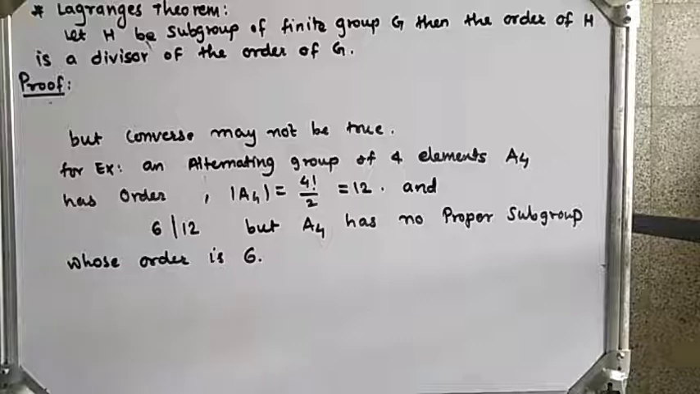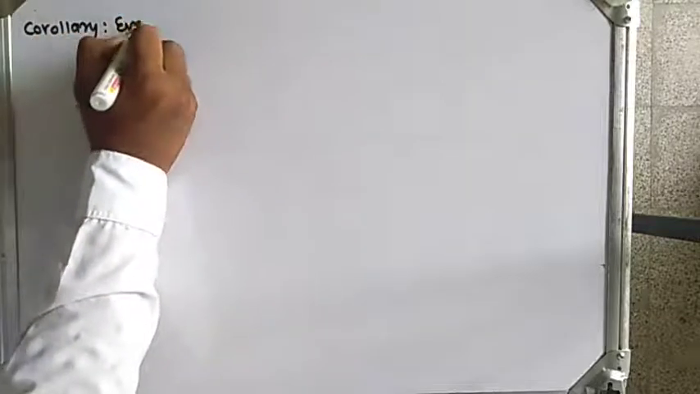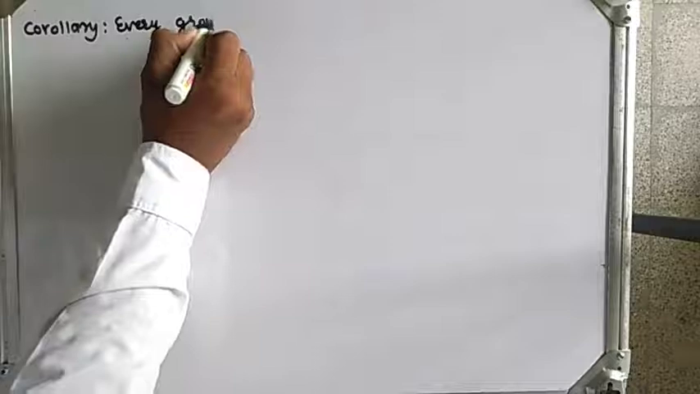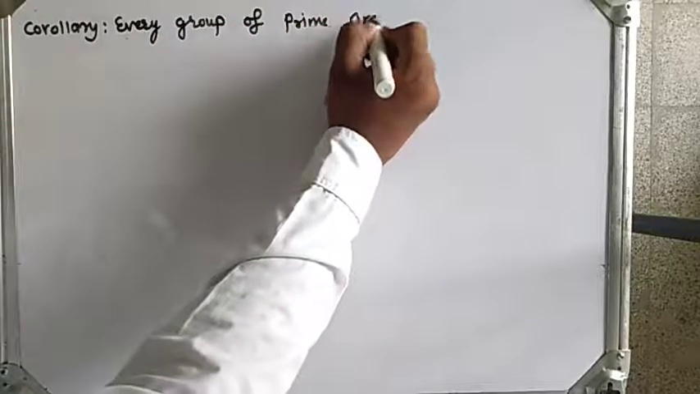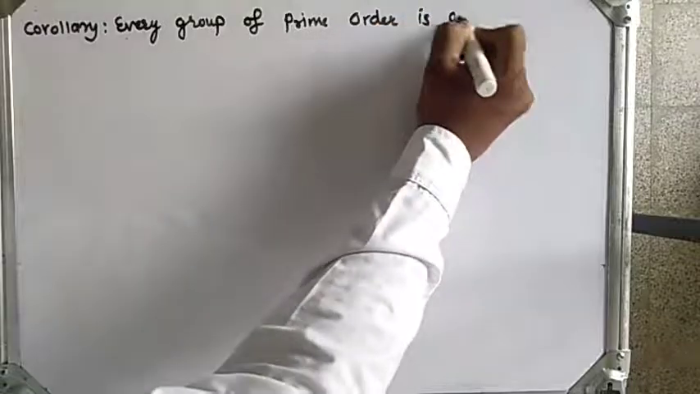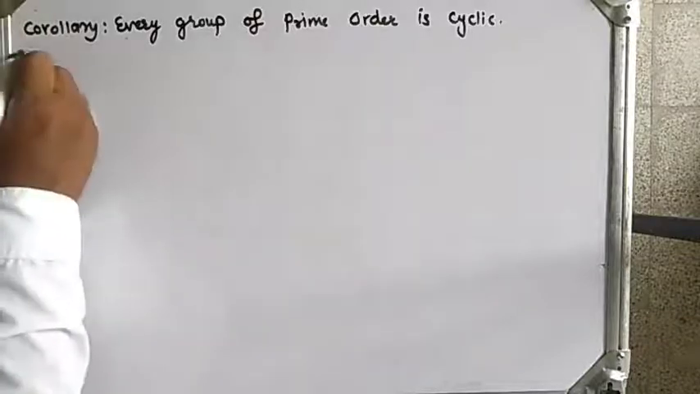Now next we will see a corollary, which is: every group of prime order is cyclic. Every group of prime order is cyclic, which means if there is a group whose order is a prime number, then it is always cyclic. Now let us prove this corollary.